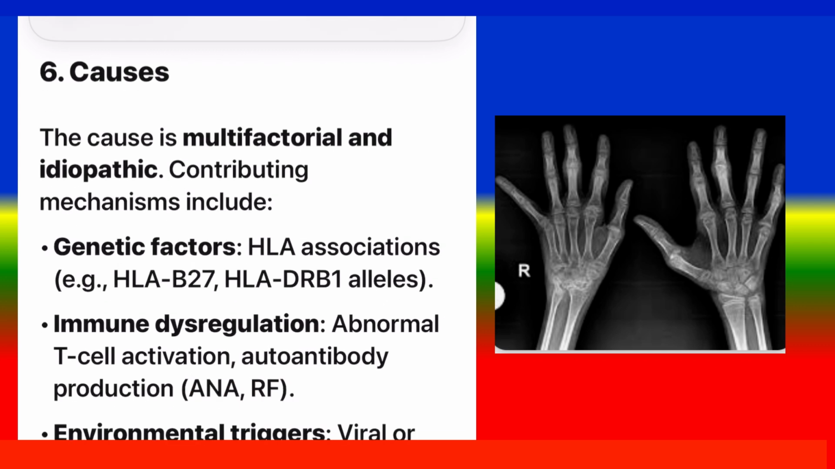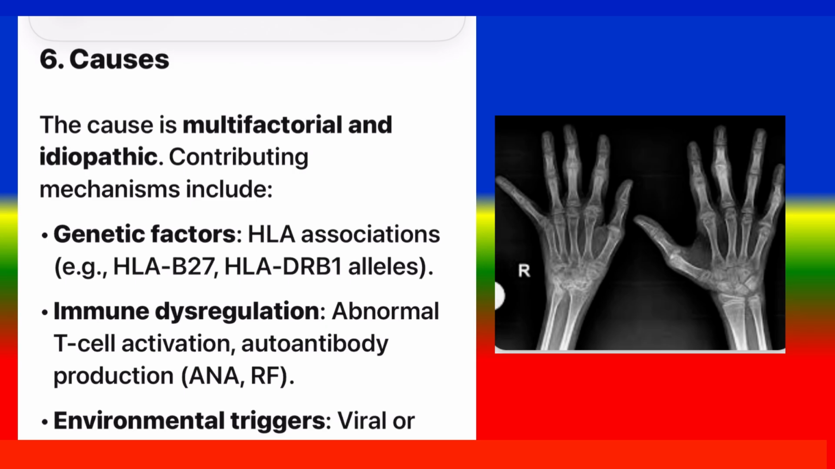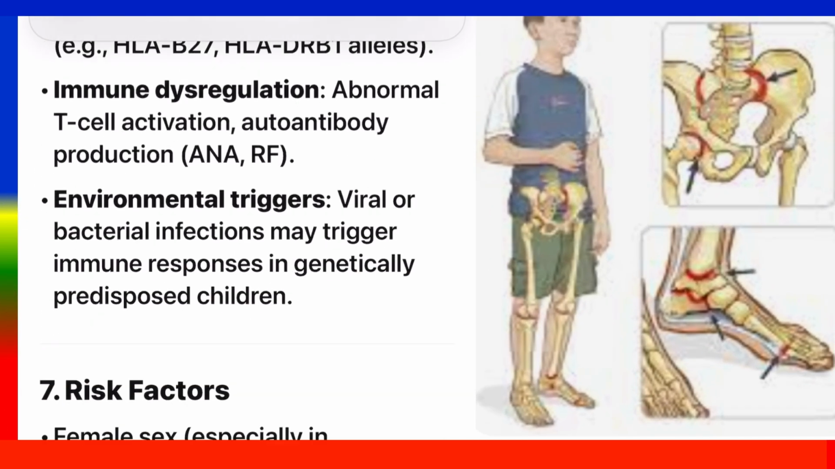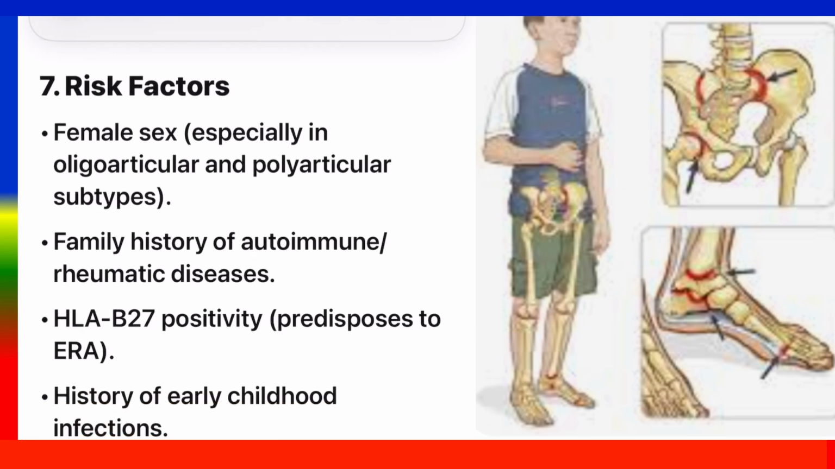Contributing mechanisms include genetic factors, HLA associations, e.g. HLA-B27, HLA-DRB1 alleles, immune dysregulation, abnormal T-cell activation, autoantibody production, ANA, RF, environmental triggers. Viral or bacterial infections may trigger immune responses in genetically predisposed children. 7. Risk factors. Female sex, especially in oligoarticular and polyarticular subtypes. Family history of autoimmune rheumatic diseases.